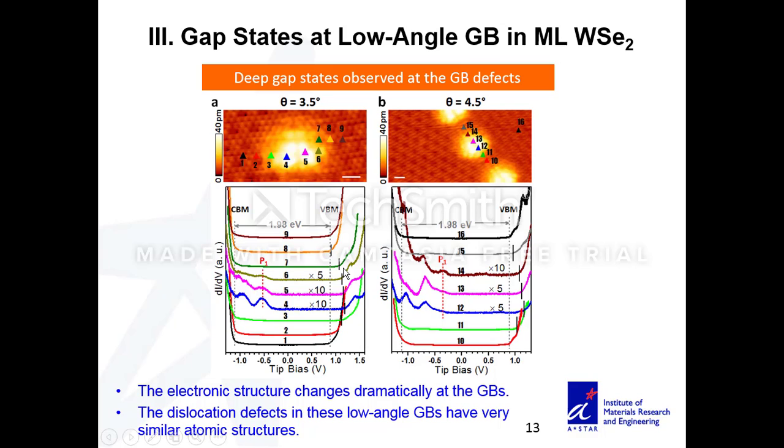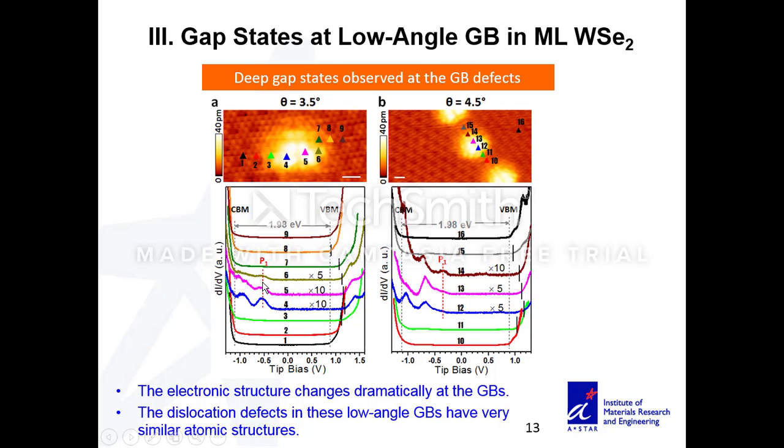And also, this band edge shifts further away from the Fermi level. And similar changes are observed on the different grain boundaries. We observe the multiple gap states here above the valence band, but the position of the first gap state is a little bit different.